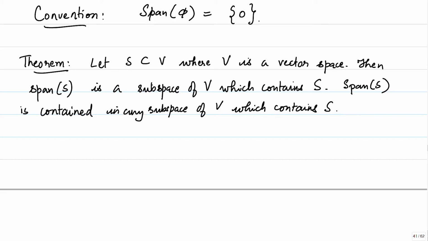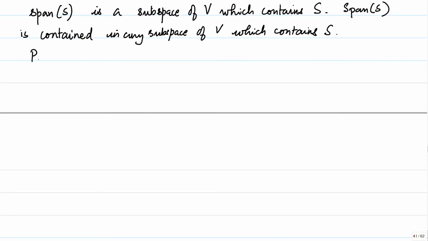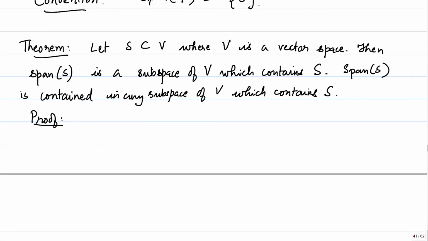Okay, let's have a look at the proof. So we will try to keep the proof as rigorous as possible because this is amongst the first few theorems we are proving. Okay, so what are we expected to prove here? S contained in V is a subset of V which is a vector space. We would like to first show that span of S is a subspace of V.